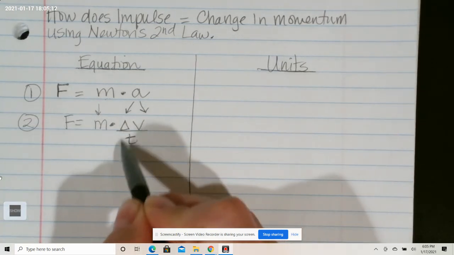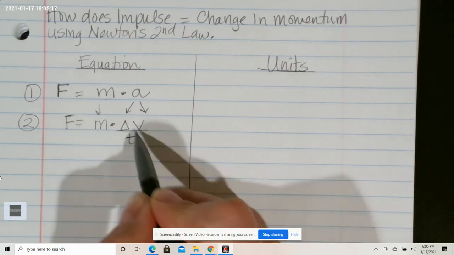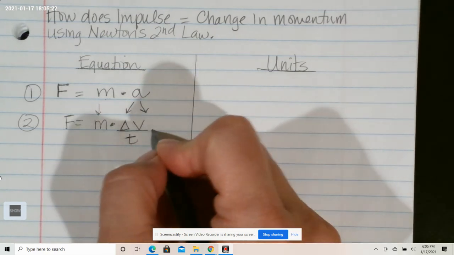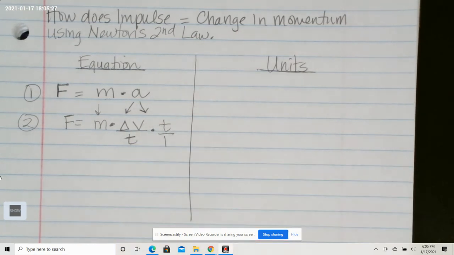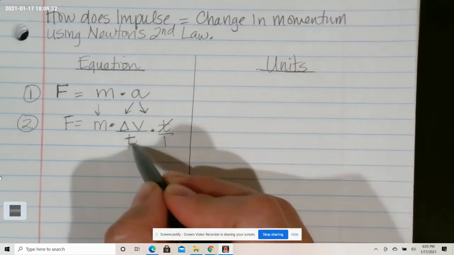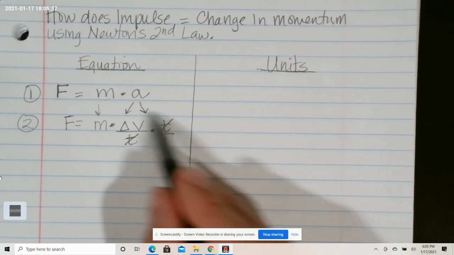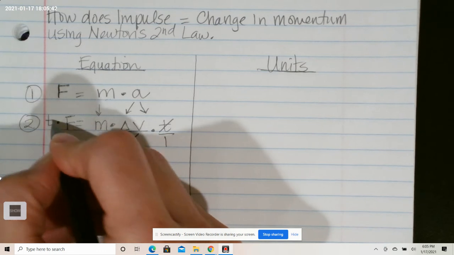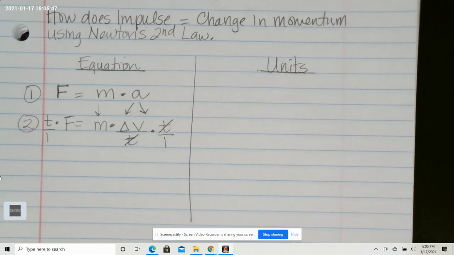If I need t to be removed from this side and moved over to this side, it's currently being divided, okay? So I'm going to multiply it by the reciprocal, which would be t over 1. If I do that, I can cancel out the t that's on top and the t that's on bottom. Now I've just got rid of it, but remember, what I do to one side of an equation, I have to do to the other. So I also have to multiply this side by t over 1, which, technically, I don't need the 1, but we're going to do it for the sake of being thorough.